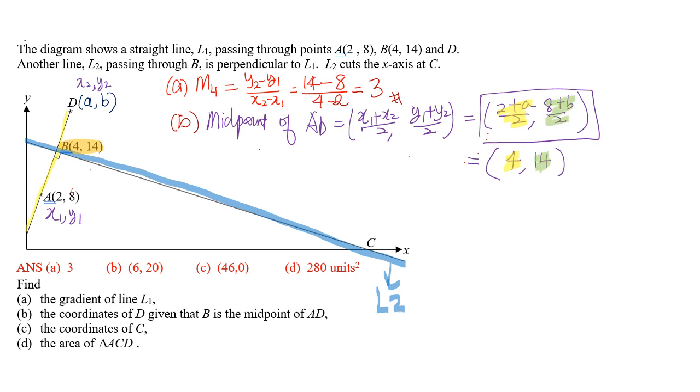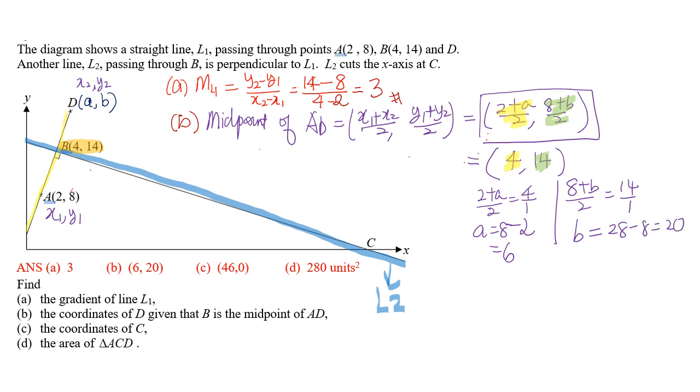Okay, so let's try to find the values. We will have (2 plus A) over 2 equals 4. So therefore A will be 8 minus 2, which gives you 6. Okay, so (8 plus B) over 2 equals 14. So B will be 14 times 2, 28, minus 8, which gives you 20. So therefore your point D will be (6, 20).